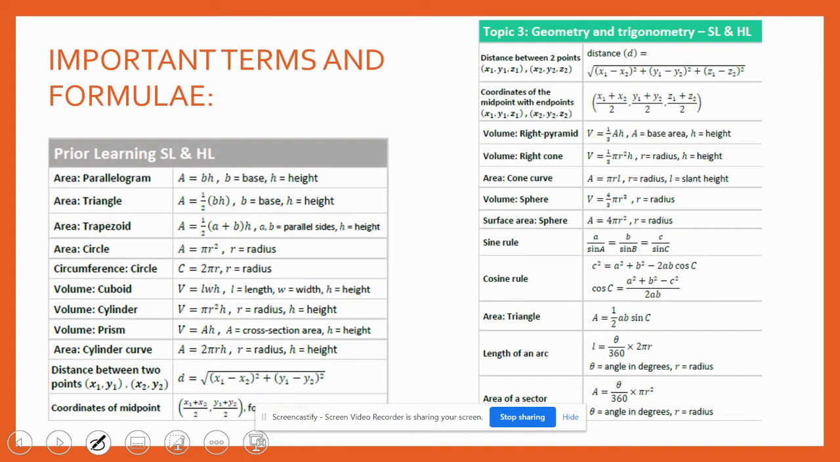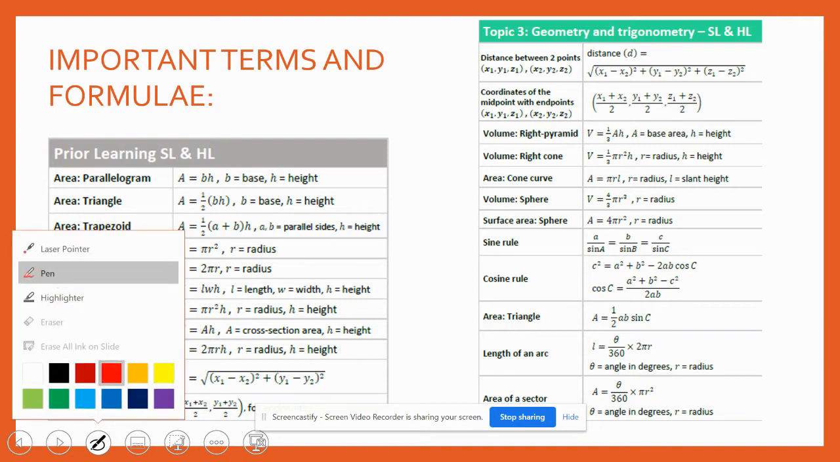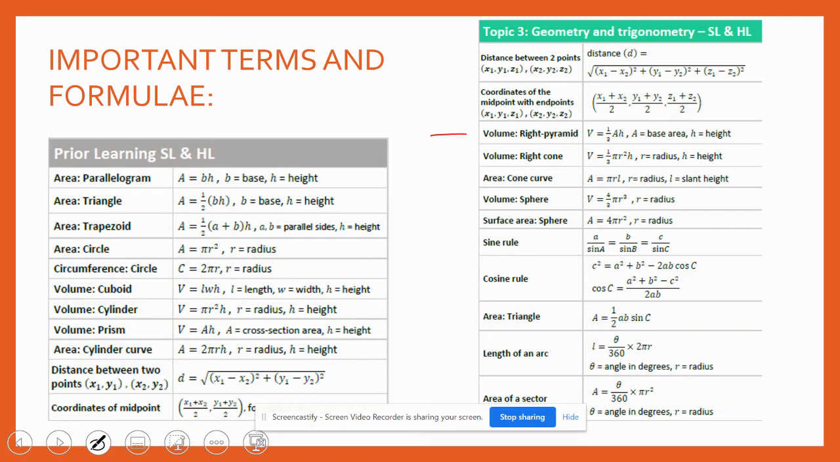So your formulas are on your formula sheet. There's something called prior learning, which is stuff that you've done in other classes, that has a lot of the basic formulas, and then there's a few more of the complex formulas over here. You'll notice it's right along with the other trig stuff that we're doing, kind of goes along with the geometry.